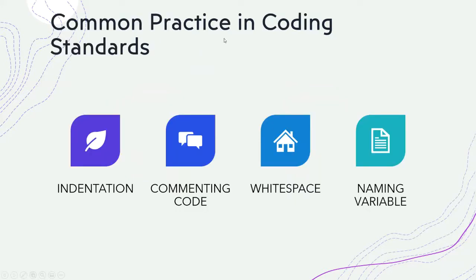There are a few common practices that we use in coding standards. To name a few, these are indentation, commenting code, white space, and naming variables. We'll be discussing each of these, but let's discuss indentation first.